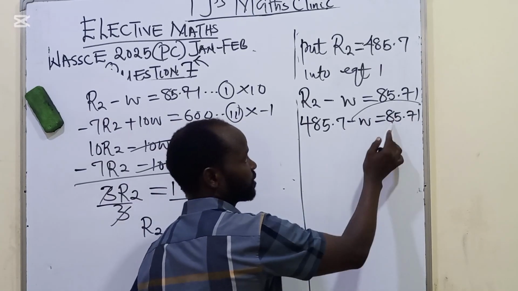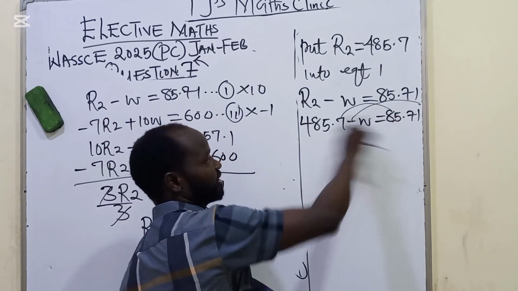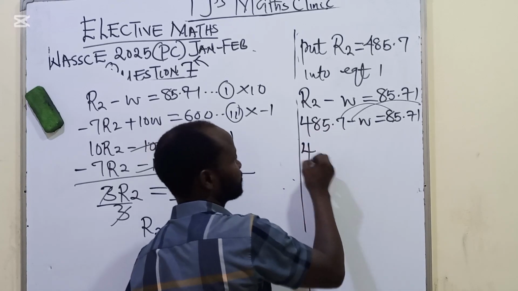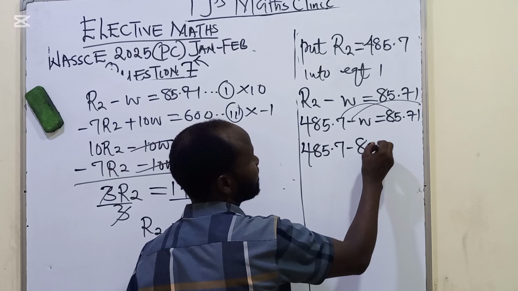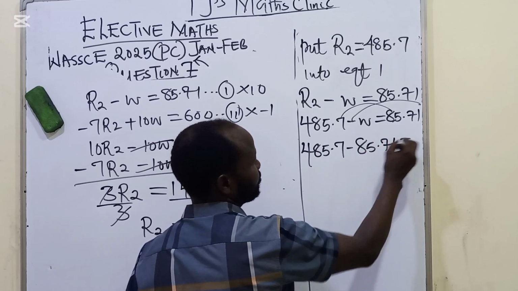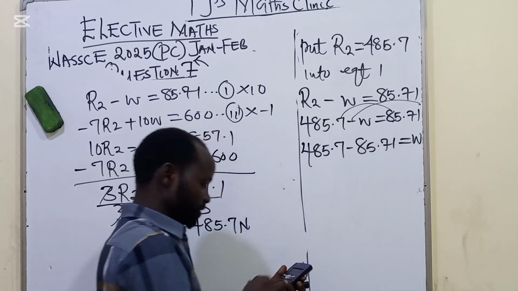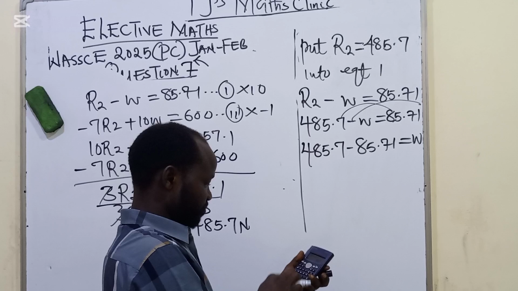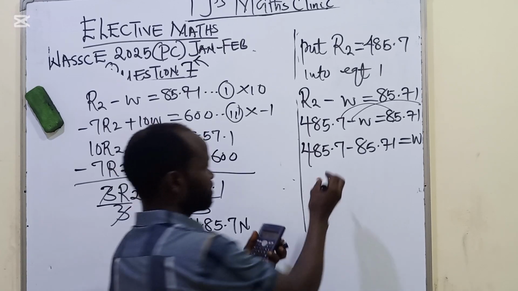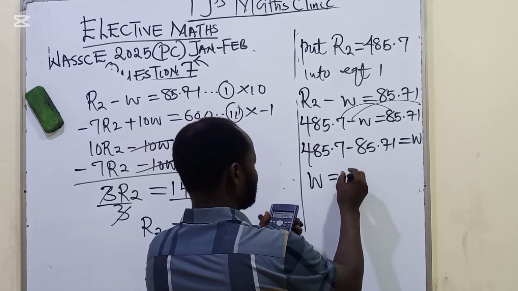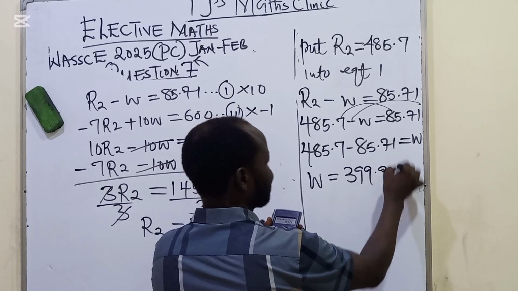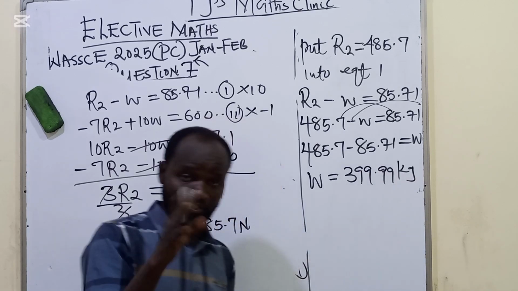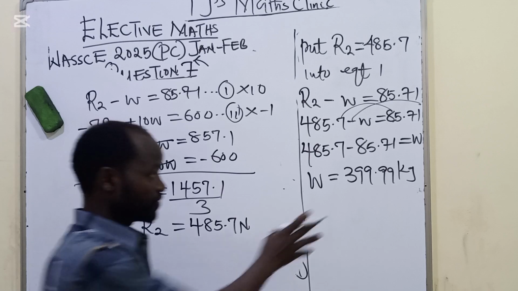Let's switch this. Let's bring the W here and take this back, since this is less than this. So we have 485.7 minus 85.71 will be equal to W. Let's subtract 85.71. What do we have? W now is nothing but 399.99 kg. Mind you, we did not convert our W, it was in kg. So this is in kg.